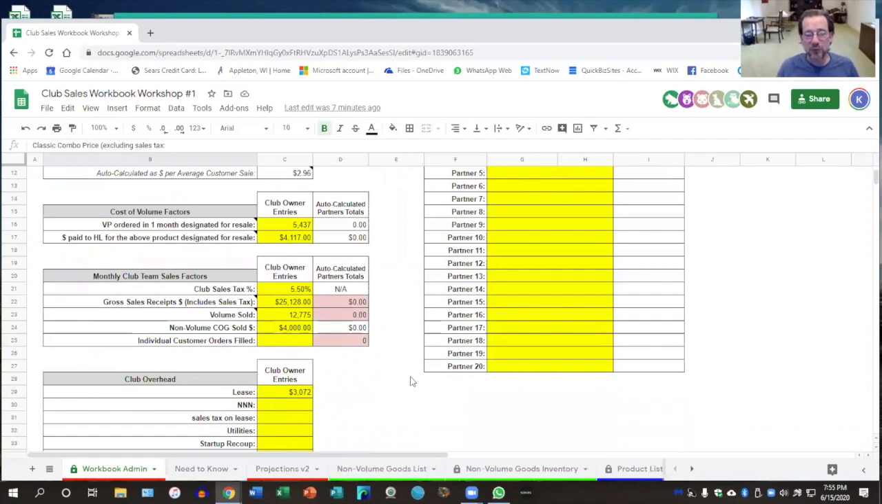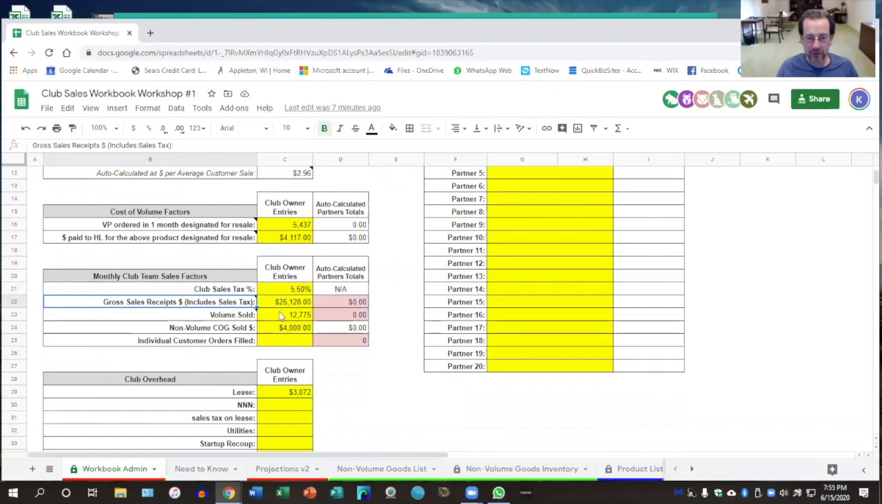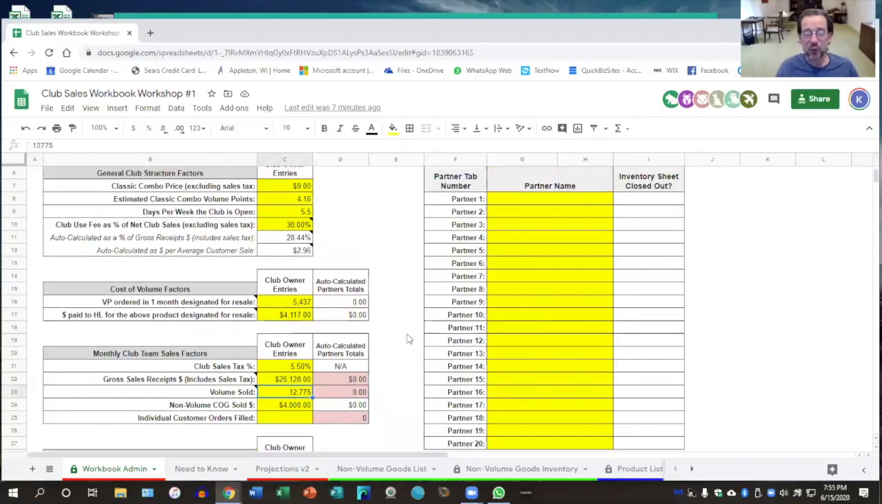After a month, you put in a month's figures from your club: how many gross sales receipts the club took in, the whole partner team, how much volume the partner team sold, what the cost of goods was, well, that's all you need between those two, and how many individual customer orders were filled. Now that you need your own gauge to figure out. Once you put that in, it will tell you what exactly your average customer sale is.